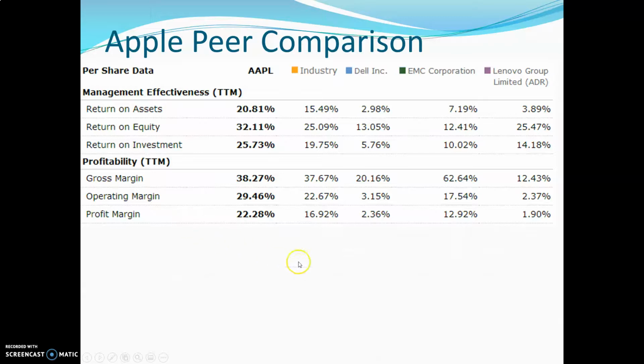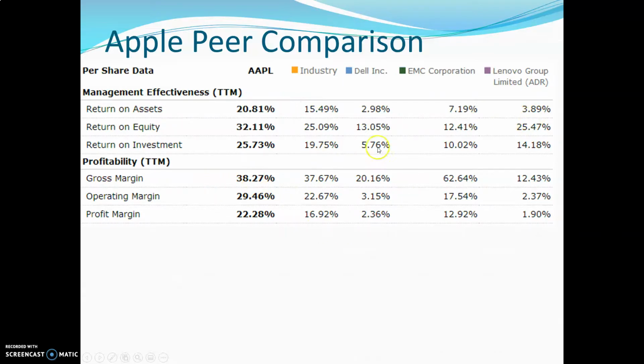So just to give you another idea, this here was taken from online, and it compares a whole bunch of companies in the same industry. APPL, Apple, there's the industry average, Dell, EMC, and Lenovo. So if we're looking at Apple, the return on assets is 20.8%, the industry average is 15.49%, Dell is 2.98, much lower, EMC 7.19, which is pretty good, and we've got 3.89 for Lenovo.